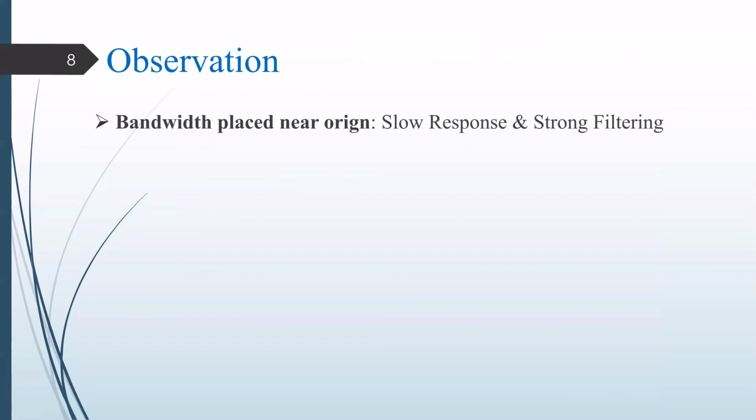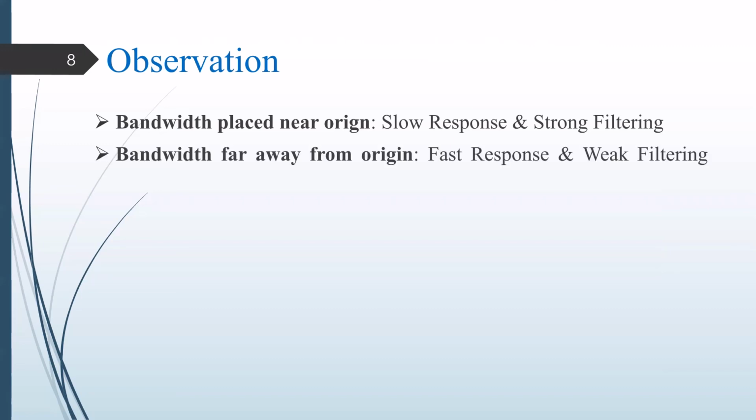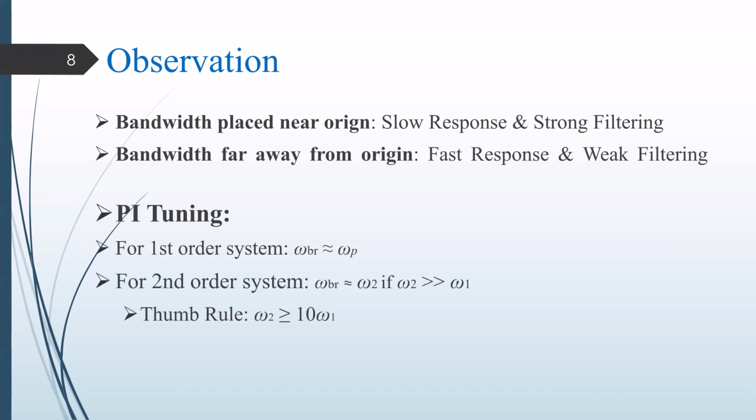Okay, so let us now list our observation. What we know from the first observation is, if the bandwidth is placed near origin, then we have the slow response and the strong filtering. If the bandwidth is far away from origin, we get the fast response and weak filtering. And for PI tuning, for the first order system, your bandwidth is basically nothing but your eigenvalue, or it's basically the pole location. And for second order system, if bandwidth is your design parameter, then you can simply use this thumb rule to tune your bandwidth around omega 2.